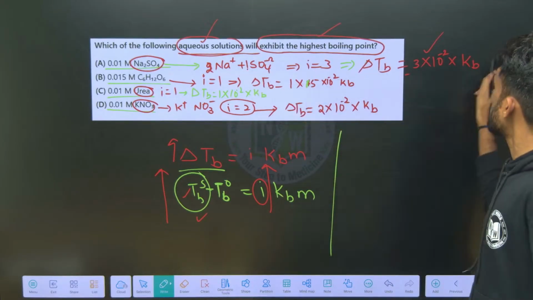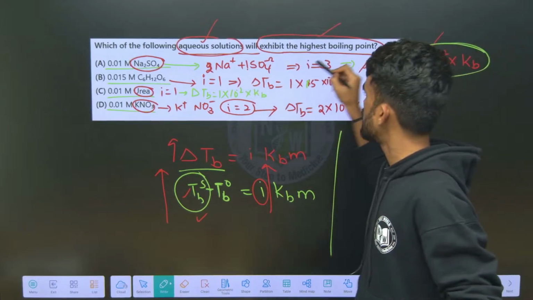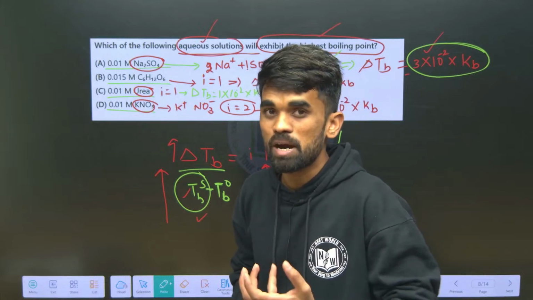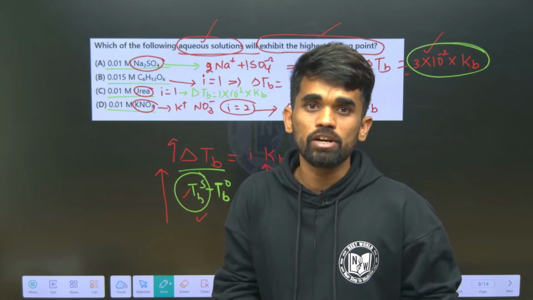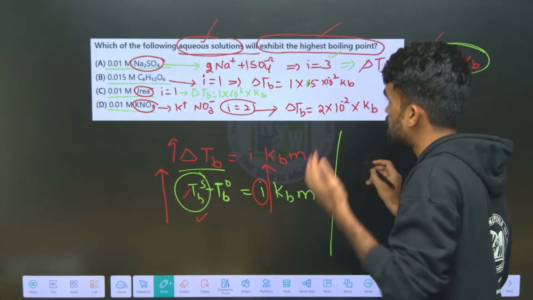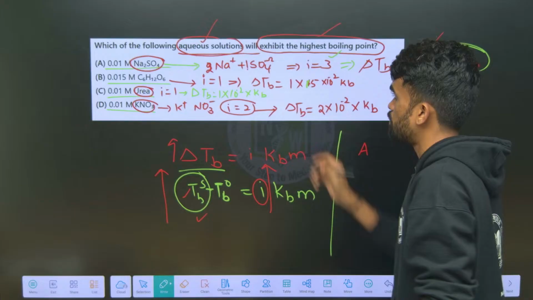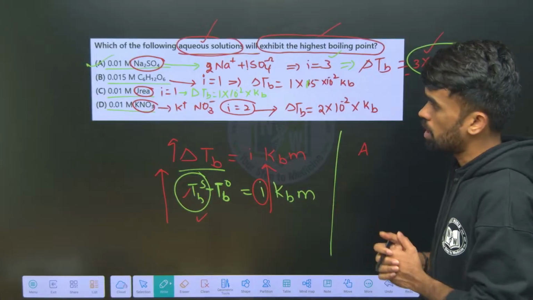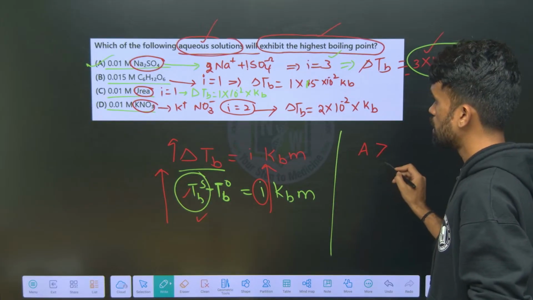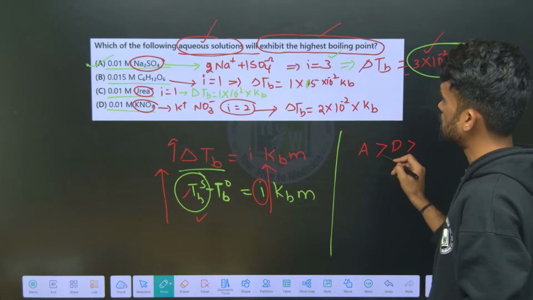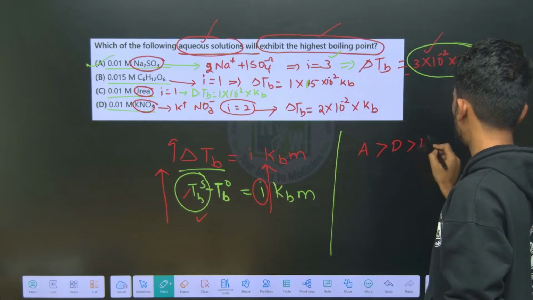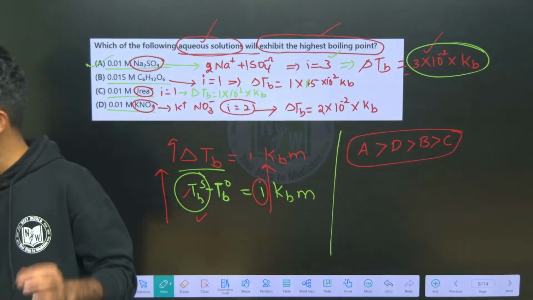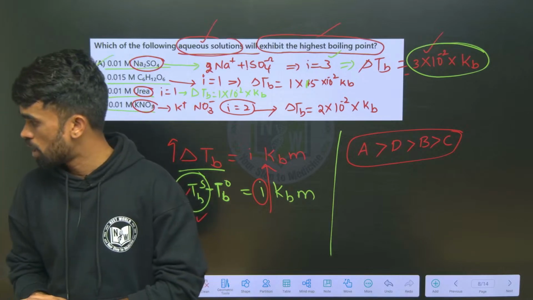The first answer has the highest value. So the greater the i value, the greater the Van 't Hoff factor, the greater the number of ions formed, the greater the number of particles generated, the more the colligative properties. So for this question you directly choose the first option. If I want to arrange them in order from highest to lowest, highest is A, then D, with 1.5 there and 1 here, then B, and least is C. This is how you need to answer the questions. Hope it is also clear. Okay, let me move forward.